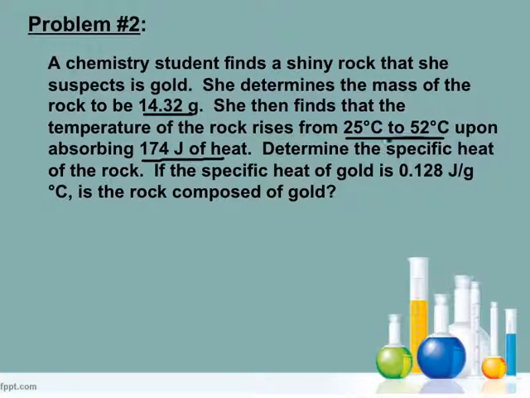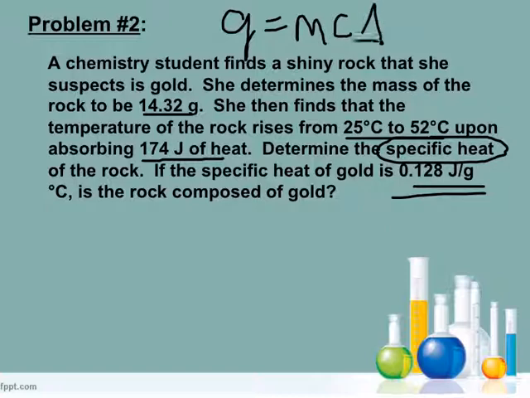So specific heat is what I'm looking for now. If the specific heat of gold is 0.128, is the rock composed of gold? So guys, we're trying to find the specific heat of this rock. So we've got to find C in our equation. I'm going to write the equation up here. Q = mC delta T. Now, we're going to find C and see if it matches up with that of gold. If not, it's probably fool's gold.